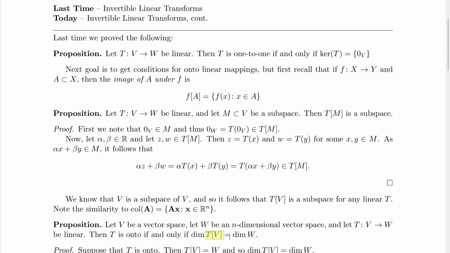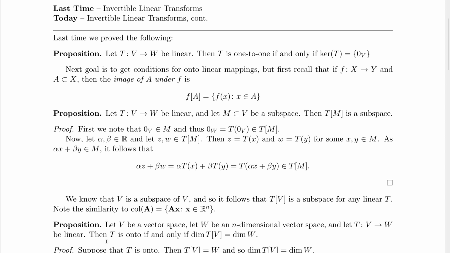So the range's dimension is equal to the dimension of W. All right. I want to stress here n-dimensional. So again, when we're dealing with dimensions in this class, we're always sticking to the finite case. It's worth noting that this is a situation where it's true for finite, but it's not going to be true for infinite, which is an interesting thing.